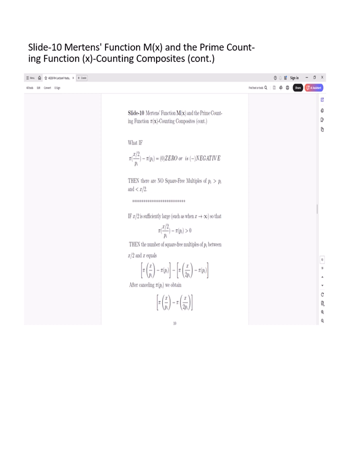Let's assume that x divided by 2 is sufficiently large, such as when x tends to infinity, so that for some prime p sub i, the term pi of x over 2 divided by p sub i minus pi of p sub i is greater than 0. Then, to calculate the number of square-free multiples of p sub i between x divided by 2 and x, we use the next equation.